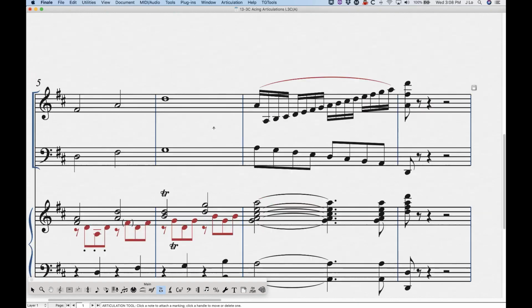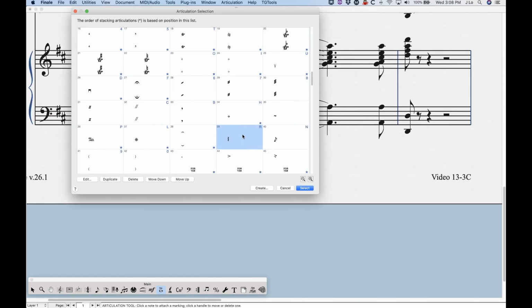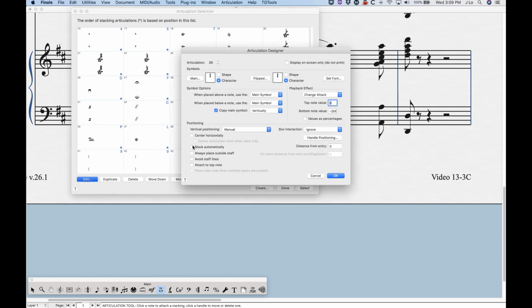Now, manual has a very specific use, mainly for the roll, and it's this articulation right here. And if we edit that, you'll see that we have manual selected. Now, what's interesting about this is that another option becomes available, attached to top note. In this case, it's unchecked, but we could check that if we wanted to. I wouldn't recommend doing that. And above that, we also get this option, copy main symbol, which becomes available. On any other one it disappears, but if we go to manual, you see that becomes available, and we have two options, vertically or horizontally. Now, in the case of the roll, we want to copy it vertically.